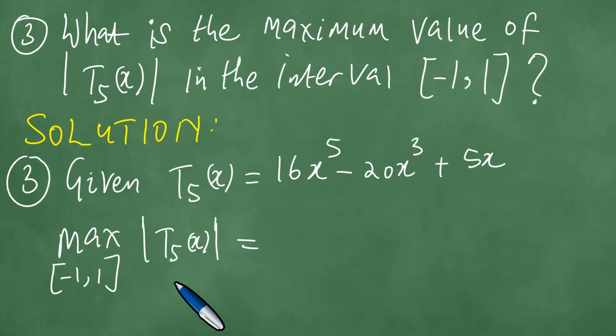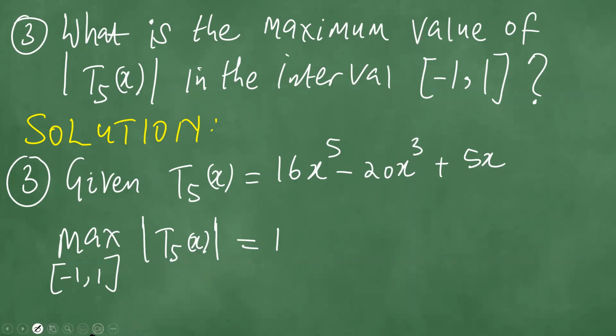Obviously, there are a couple of things that you need to analyze in an attempt to find the maximum value in this interval. For example, if you put the number 1 here, this becomes 16 minus 20, which is minus 4, plus 5. It gives us 1. What about if you put minus 1? It becomes minus 16 plus 20, which is a 4, plus 5, which is a 9.